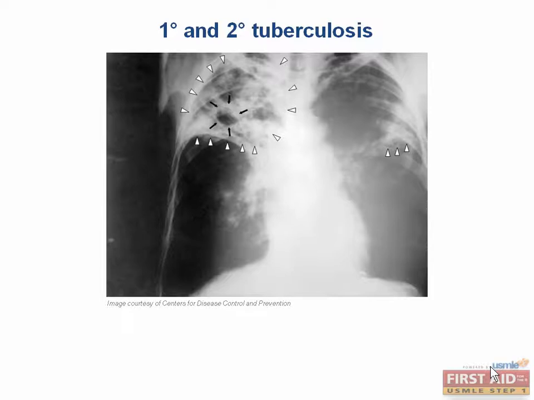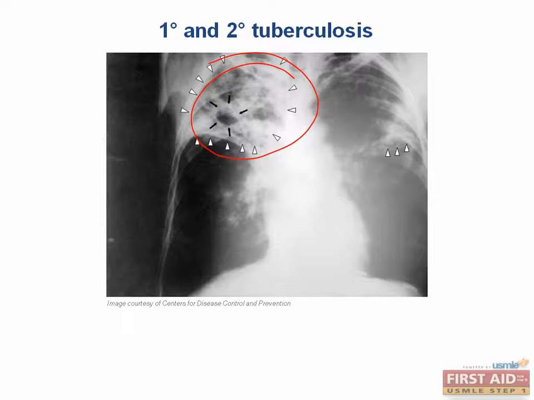This chest x-ray shows a patient with advanced tuberculosis. You can see the cavitary lesion in the apex of the right lung. Symptoms of secondary TB can include fever, night sweats, weight loss, and hemoptysis. These are the classic symptoms that you hear about when people refer to TB.